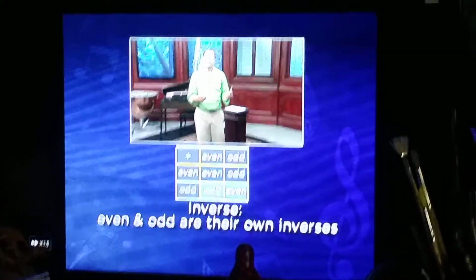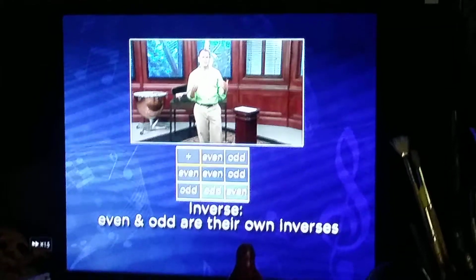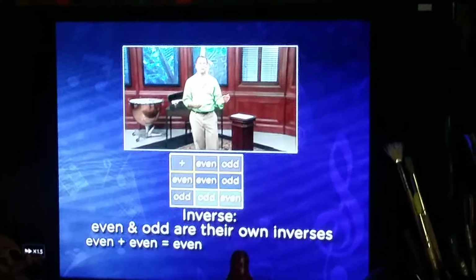If we think about inverses, both evens and odds are their own inverse, because again, we figured out that even is the identity. And so you're asking the question, if we have an even, what should we add to it to get an even?